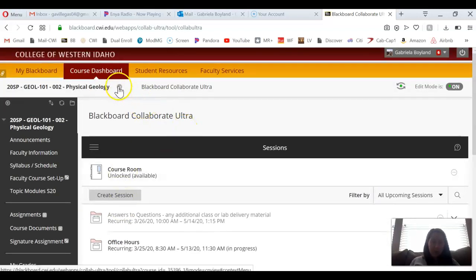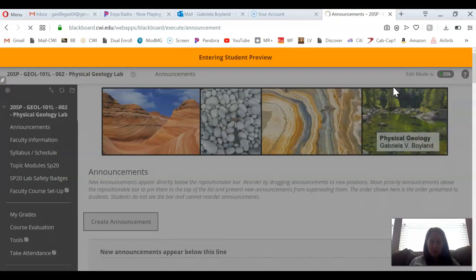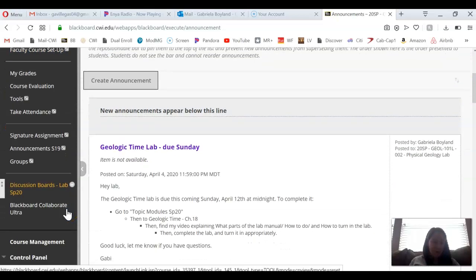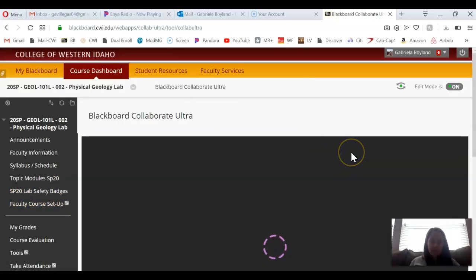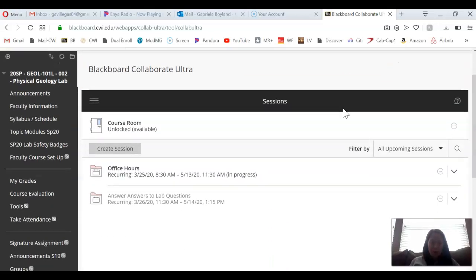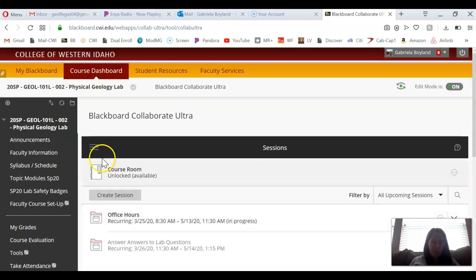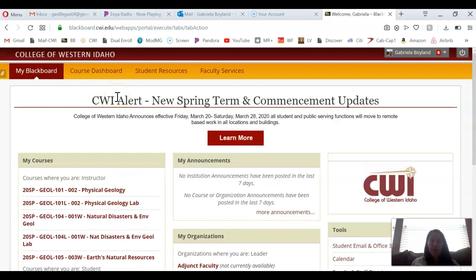And then if you go on to the lab shell, well, it's not letting me go into student mode, but you will see a similar setup for yours. You go below and you will also find it right below the discussion boards tool that I also made. So again, same idea. You'll see two different folders. One is my answers to questions and the other one is my office hours times.